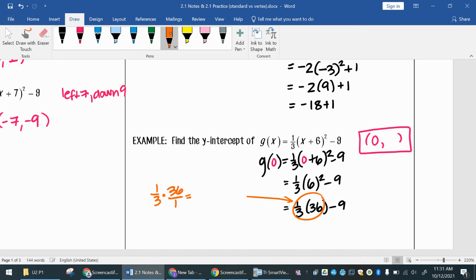Okay, so for this one, I had to take a third of 36, multiply 1/3 times 36. So you just put a 1 under the 36 and multiply from left to right. And then just 36 divided by 3 is 12. So 12 minus 9 would be 3. The y-intercept would be 3.